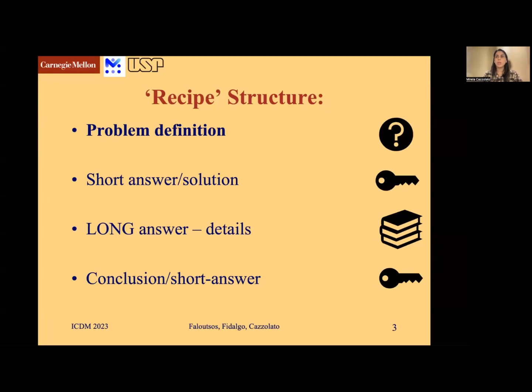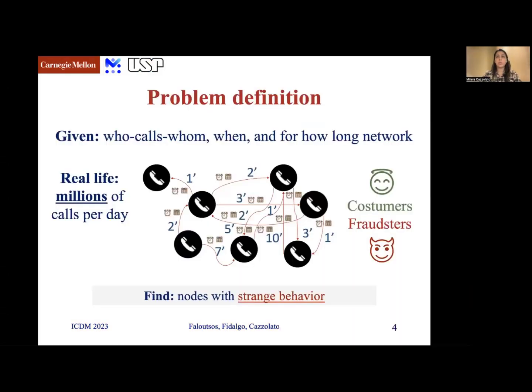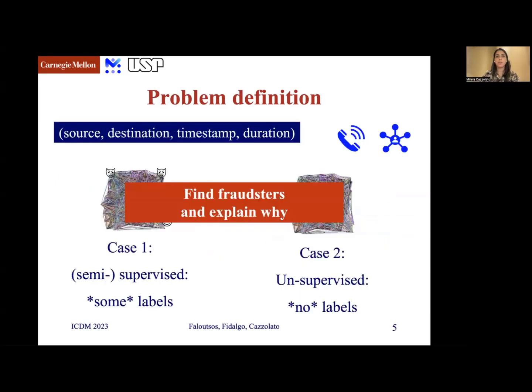So following the same structure that we have been seeing so far, we start with a brief problem definition. In our case, we want to model a who-calls-whom network, and when and for how long. And in this graph, we model millions of calls per day. Among these users in the network, we have honest customers and also fraudsters. Our main goal here is to find nodes with strange behavior. So for this, we take as input the source and destination numbers of a call, the timestamp, and also the call duration.